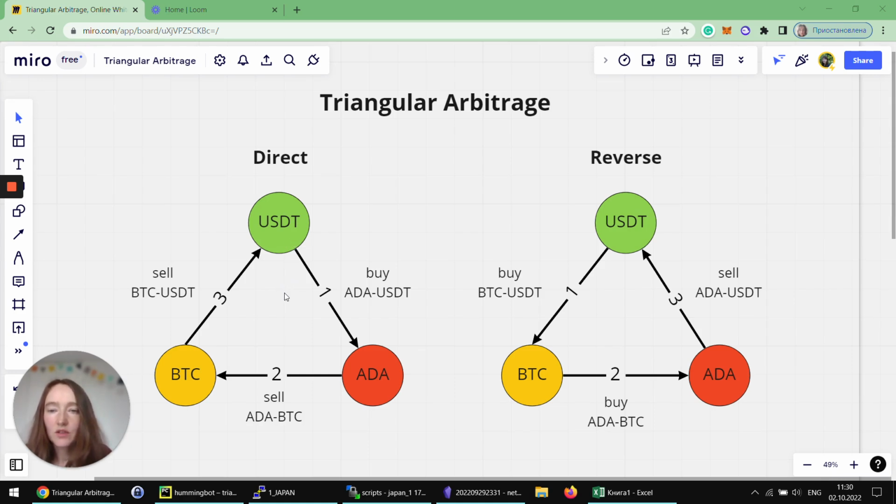My implementation of this strategy uses linear execution. It means that the second order is created only after the first one is completed, and the third one only after the second. This execution is slower than the parallel execution, but the main advantage is that you need only one asset in your inventory. Here it is USDT. Your first order will always be to sell this asset, and your third order, the last one, will be to buy this asset. And there are 2 possible directions, direct and reverse, when orders are executed clockwise and counterclockwise.